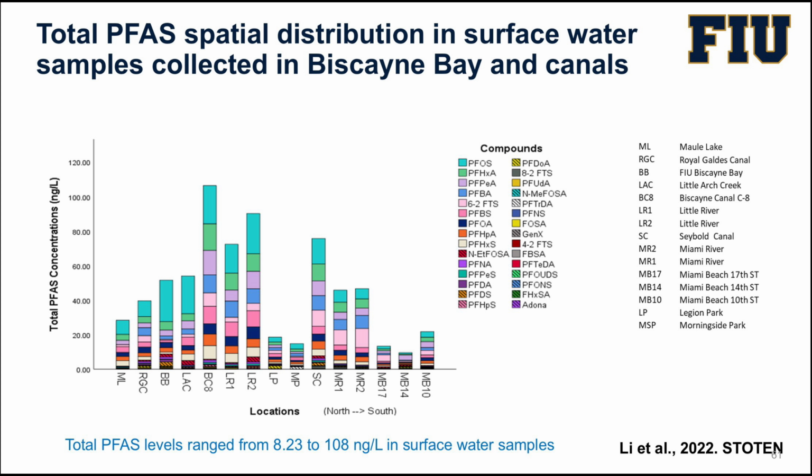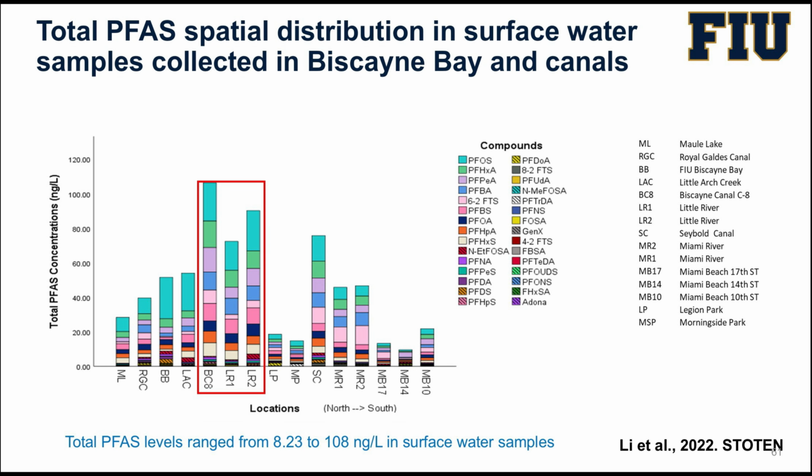So here we started by looking at some of the canals, as everybody already mentioned here, some of the canals that are discharging to the bay. What we found is that some of the canals, like Little River, Biscayne Canal, and Seaboard Canal here, which discharges to the Miami River that goes into the bay, are the ones that show the highest concentration of PFAS. So this is the sum of PFAS.